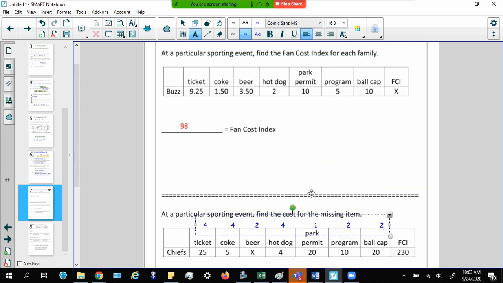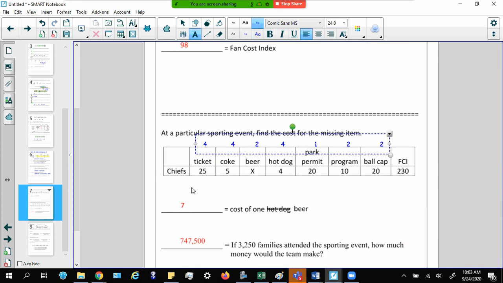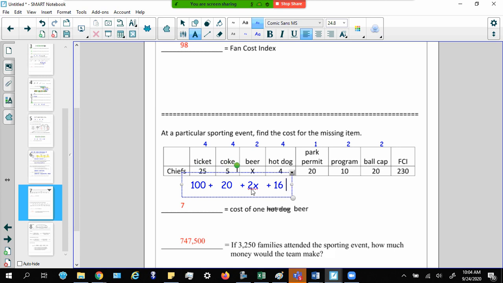Now for the next question, same exact thing. You're going to bring down the 44.24. And then it becomes an algebra problem. I'm going to start solving this: 4 times 25 is 100, plus 4 times 5 is 50. The beers we don't know, but we multiply by 2, so we get 2x. Plus 16, plus 20, is equal to 230.